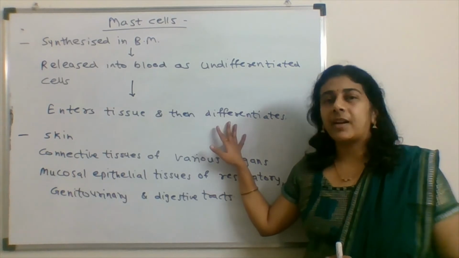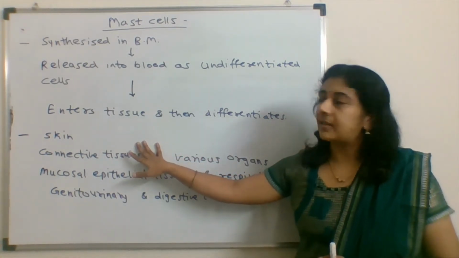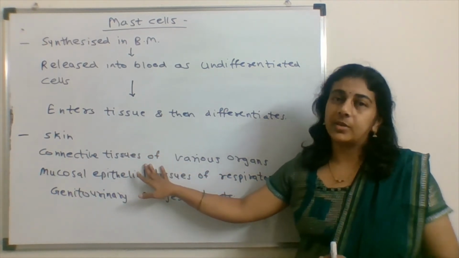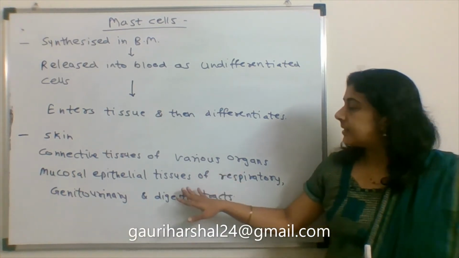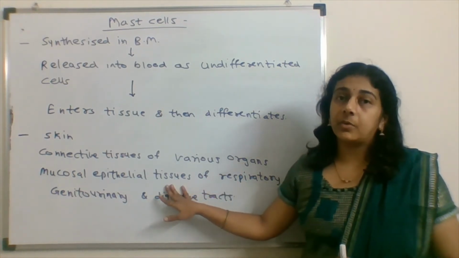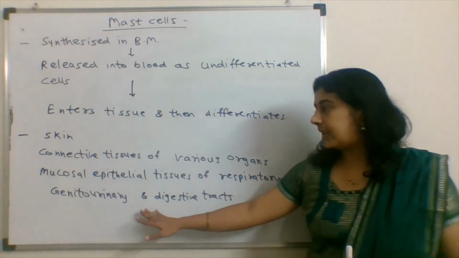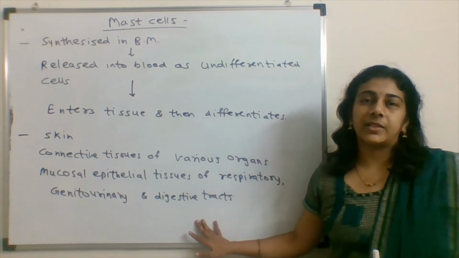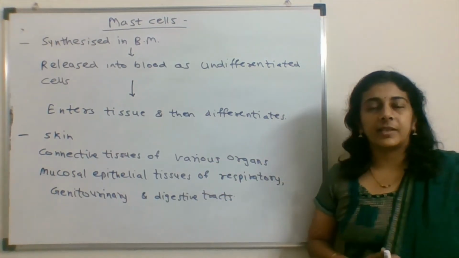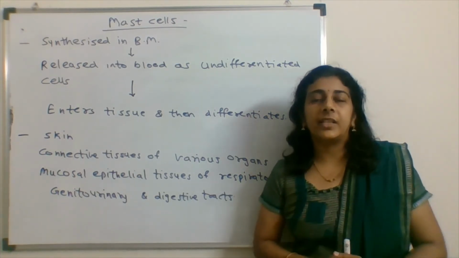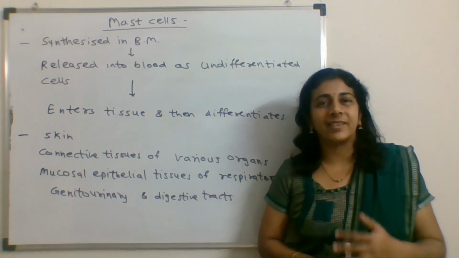कौन से tissues में mast cells होते हैं? Skin में होते हैं mast cells. उसके बाद connective tissues of various organs, these contain mast cells. Secondly, they are present in the mucosal epithelial tissues of the respiratory, urogenital and digestive tracts. तो इन सारे tissues में mast cells present होते हैं. और अगर allergic reactions create हो जाती हैं तो उसके लिए रिस्पॉन्सिबल हैं मास्ट सेल्स.